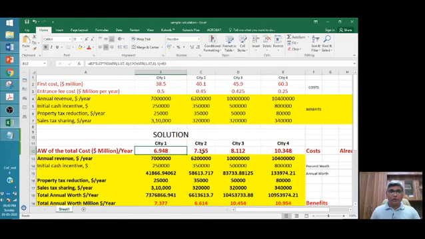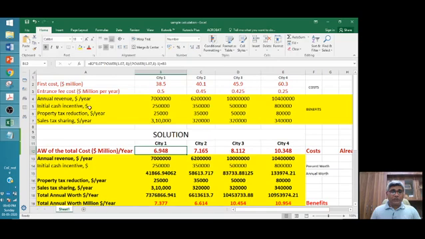Similarly for city 2 we can compute, similarly for city 3 and 4. Now next come the revenues. The annual revenues are given per year, so there is no need of converting them, they are already given.